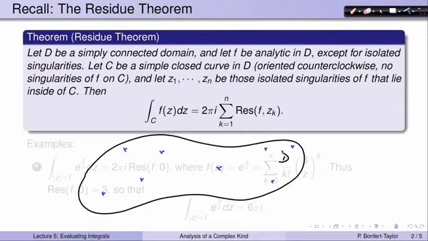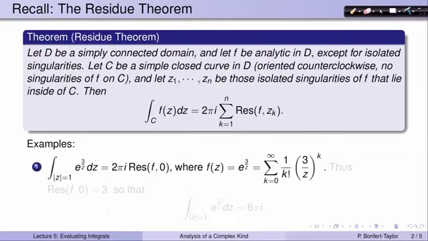Suppose D is a simply connected domain and f is analytic in D with the exception of isolated singularities. I denote those isolated singularities with little crosses below. Suppose furthermore that C is a simple closed curve in D that doesn't pass through any of the singularities of f, and let z1 through zn be those singularities of f that are surrounded by C. Then the integral of f over the curve C can be found as 2 pi i times the sum of the residues of those ones that are surrounded by C.